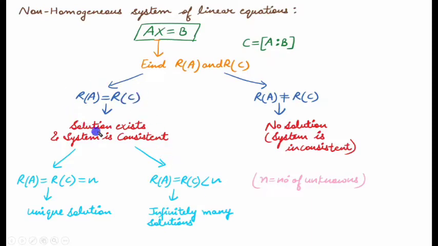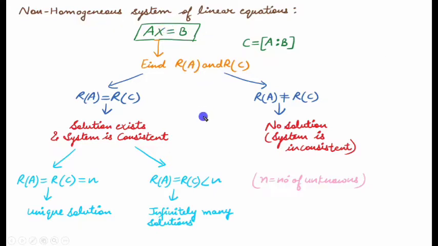After we find that both ranks are equal, we have another parameter which is n. N means the number of unknowns in the system of linear equations. In whatever system is given, we have to find the number of unknowns or variables. If both of these ranks are equal to the number of variables, then we say that the system has a unique solution. But if the rank of the coefficient matrix or the augmented matrix is less than the number of variables used, then the system will have infinitely many solutions. So this is the whole procedure. This is what we have to keep in mind, and then we will find the solution to this non-homogeneous system.